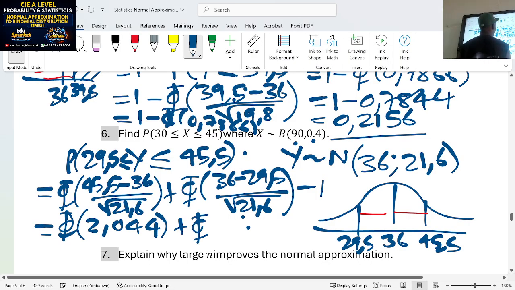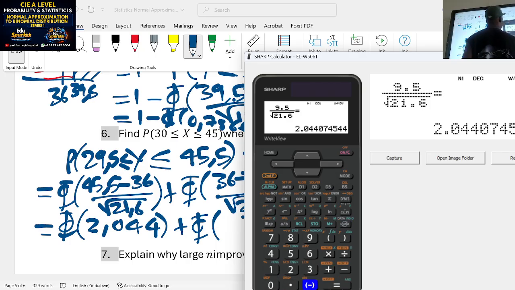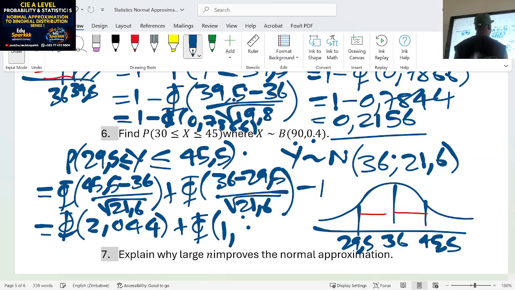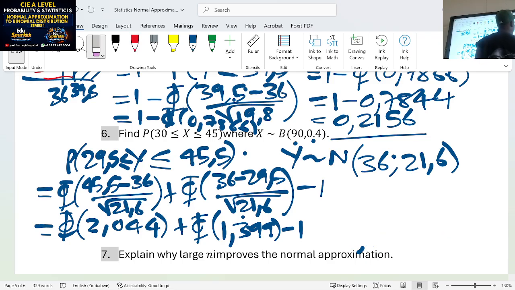Plus phi of, I saw that this was 6.5, so let me try again. It will be 6.5 over root of 21.6, and when I look for the solution in decimal form, it gives me 1.399. So I have 1.399, all this minus 1. I need my tables this time around, so I'm going to erase the sketch that I had here so that I can continue with my calculations.